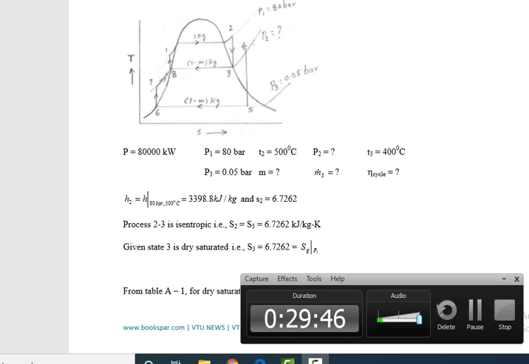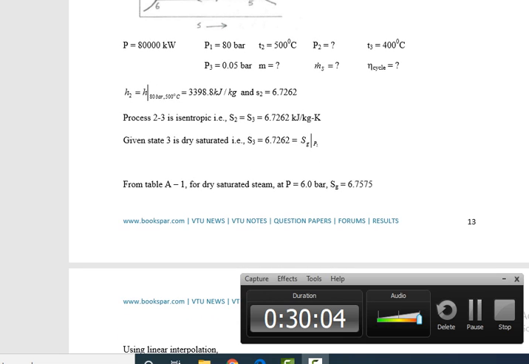Therefore, you have to determine temperature T3. P3 is given, 0.05 bar. The mass of steam is not given, so how much steam is consumed is unknown, and you have to find the cycle efficiency. First of all, you have to consider the state at 80 bar and 500 degrees Celsius.